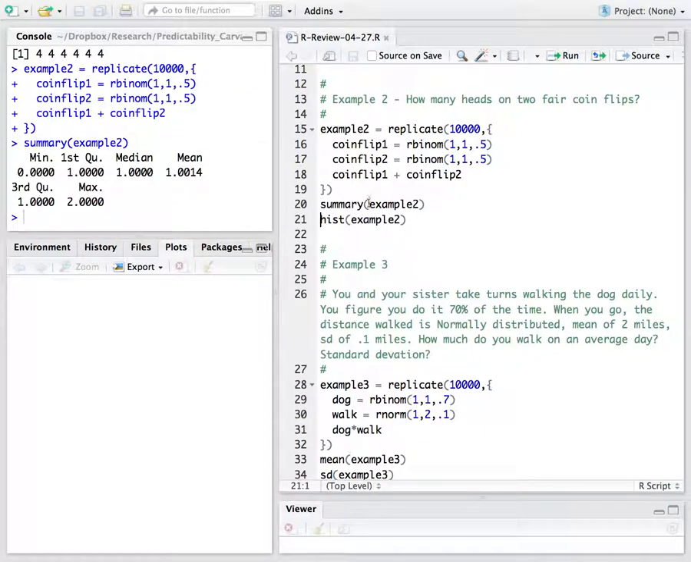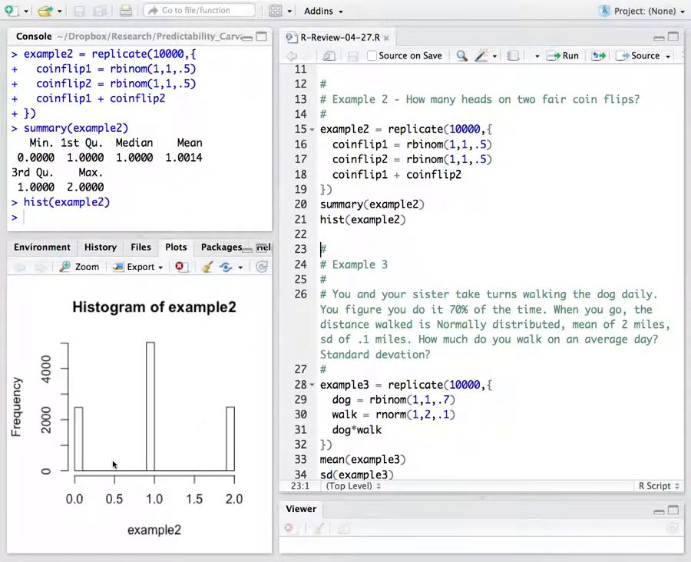The summary is now basically what you would think. I have 25% zeros, 50% of them have 1 heads, and 25% get 2 heads. That's what we would expect, right?